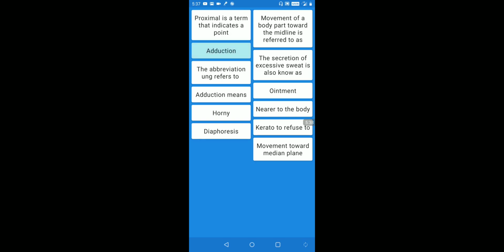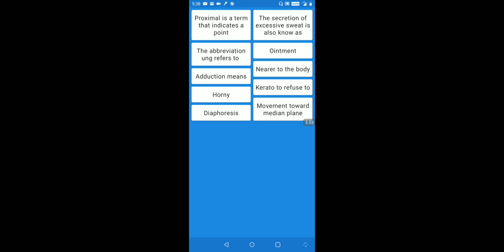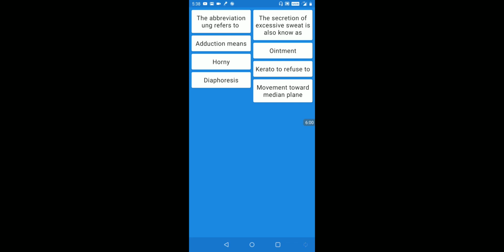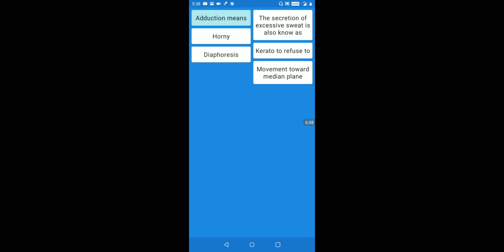Adduction means to go nearer to the body. Oh no! It's movement of a part toward the midline, not near to the body. I messed that one up. I was gonna pull my finger back, but momentum kept it going. Proximal is the one that is nearer to the body. The abbreviation UNG refers to ointment. Adduction means movement towards the median plane.